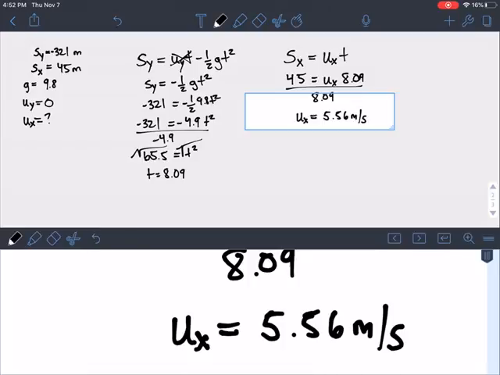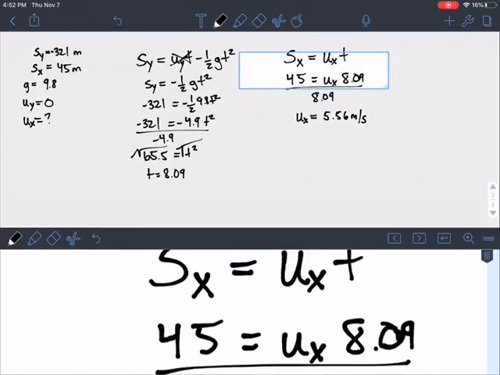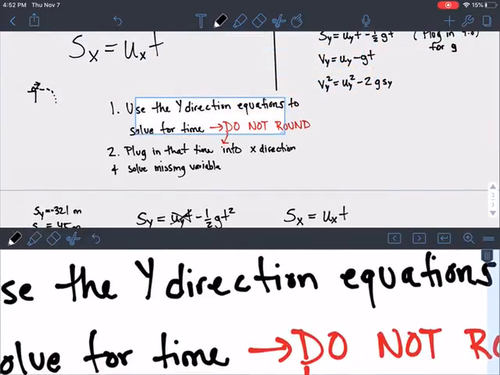Now, there's an assignment on Schoology. You can go check it out. But just follow these steps: solve for time in the y direction, and then you'll plug that time in for the x direction, and you'll be able to solve these problems.